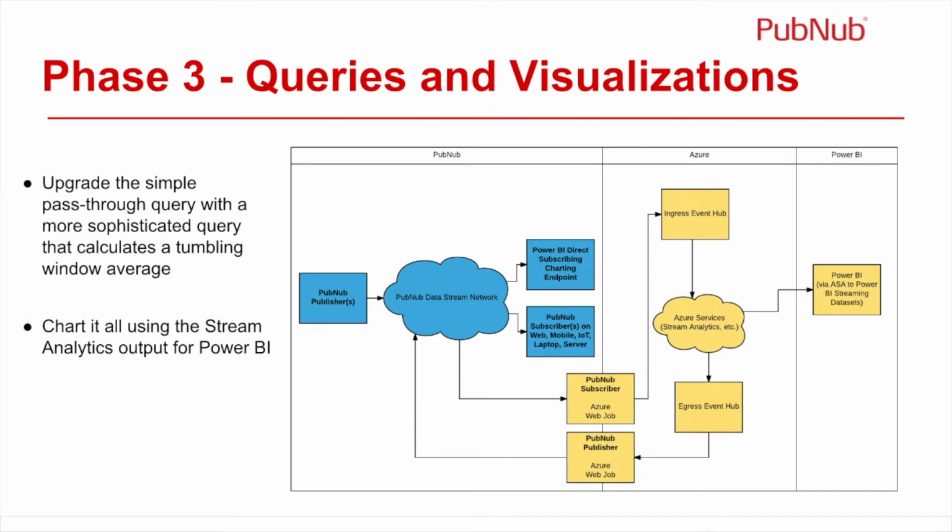Now that we've completed Phase 2, we'll move on to Phase 3, some advanced queries and visualizations. We'll upgrade the simple pass-through query that we created in Phase 2 with a more sophisticated query that calculates a tumbling window average. We'll take that data and we'll chart it using the Stream Analytics output for Power BI.